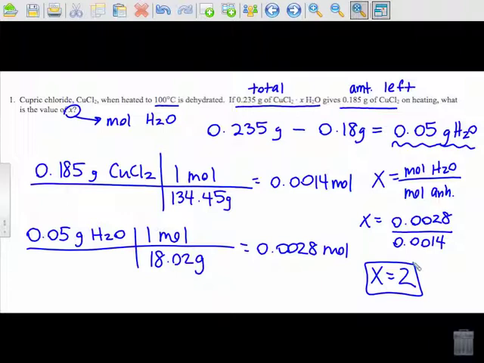Here's a question. How would you name this hydrate? Copper chloride dihydrate. So you name the CuCl2 part. You can either say cupric or copper 2. So copper 2 chloride, and then how do you do the water part? Di. So you use the covalent prefixes. Dihydrate. So it's copper 2 chloride dihydrate.